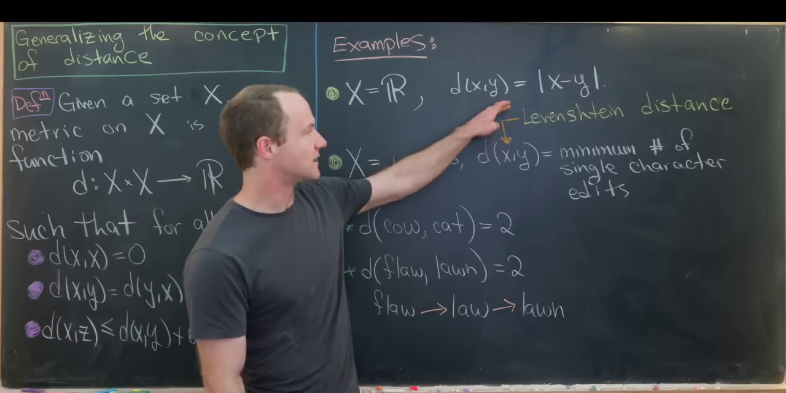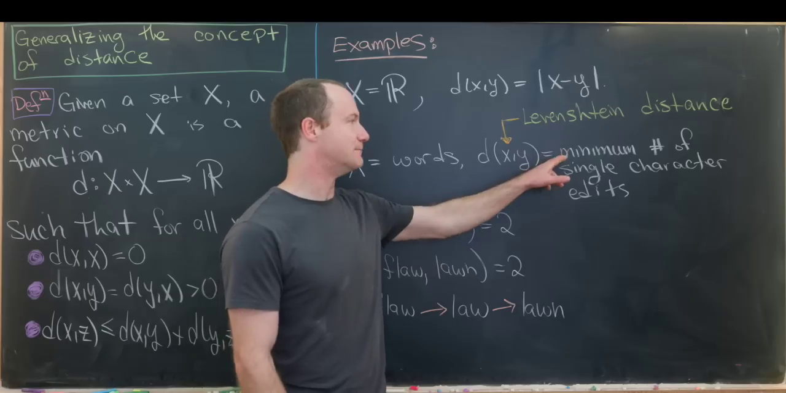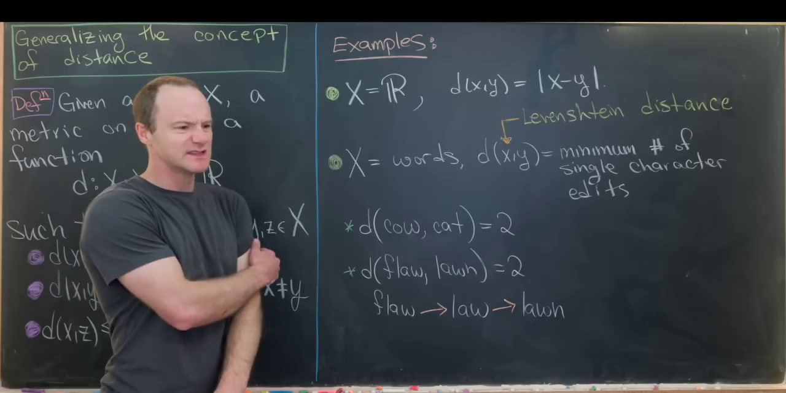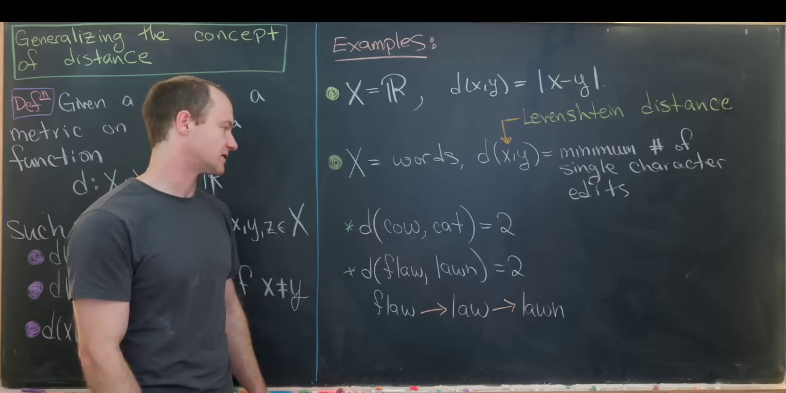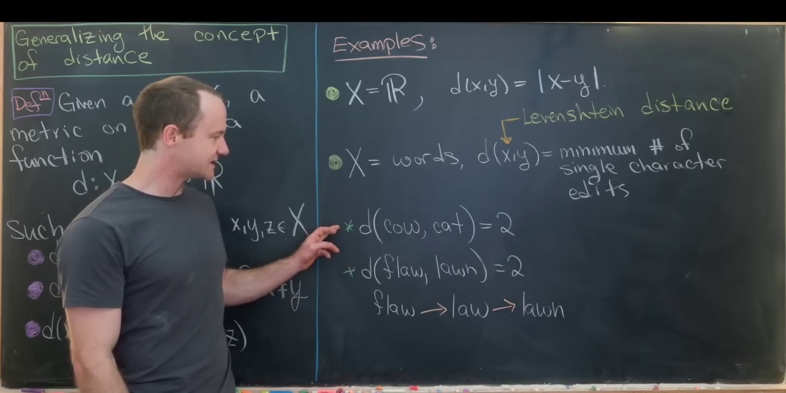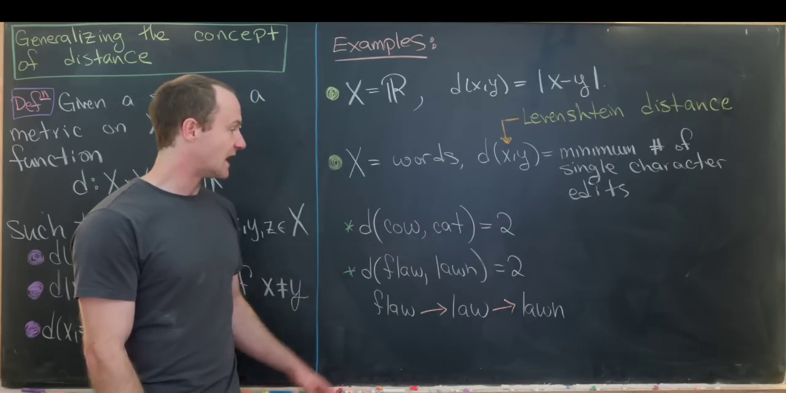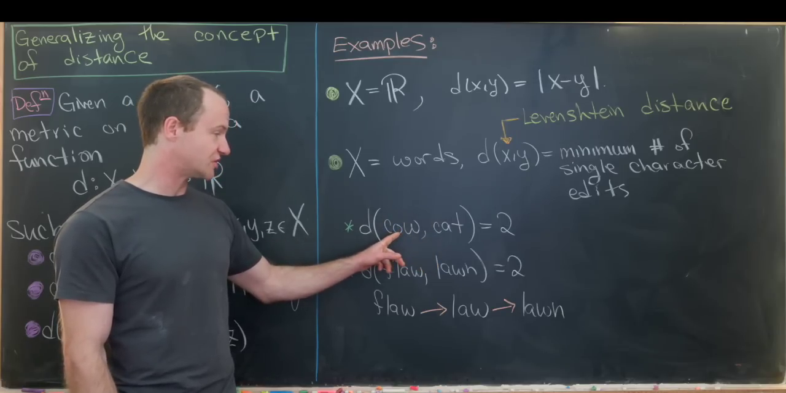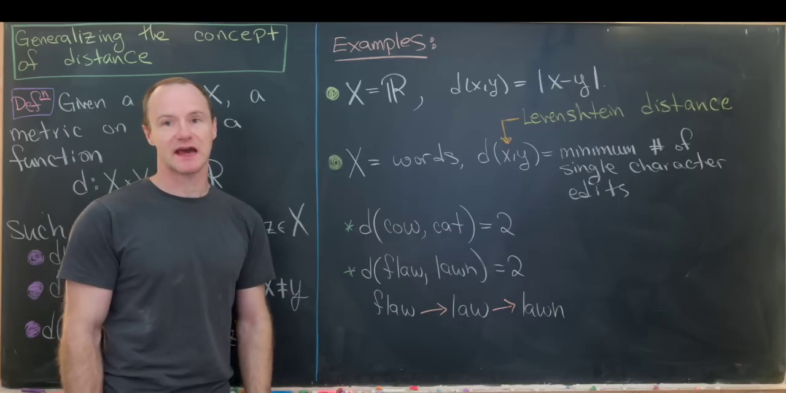And then this is called the Levenshtein distance. The distance between two words is the minimum number of single character edits. So this is related to something called the Hamming distance, but a little bit different also. So let's notice that the distance between the word cow and the word cat is 2. And that's because the C's are in the right place, but we have to exchange the O for the A and the W for the T to turn cow into cat.